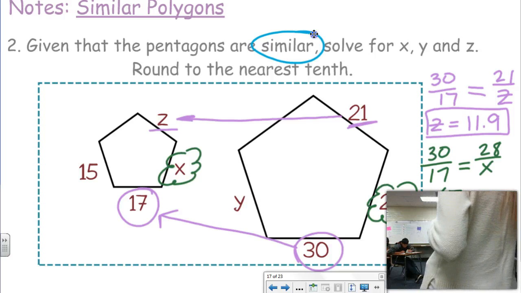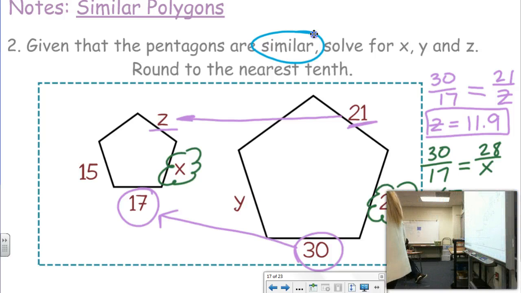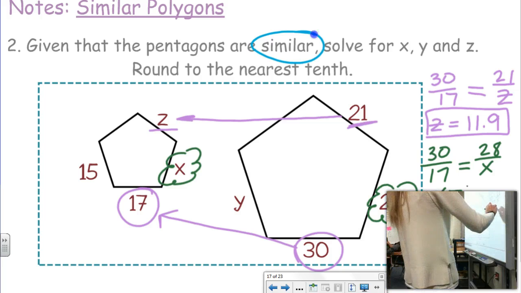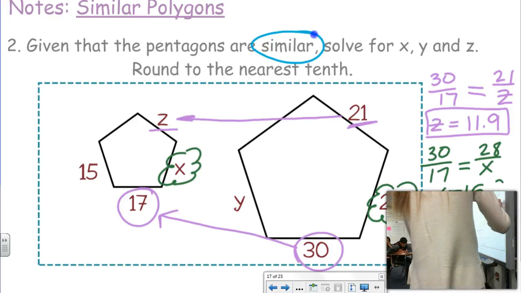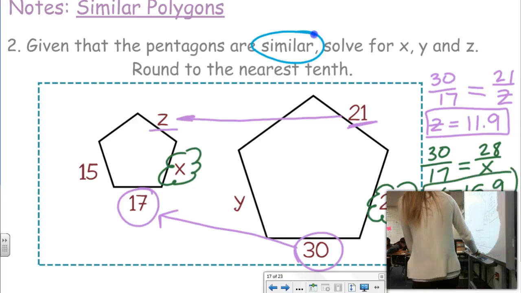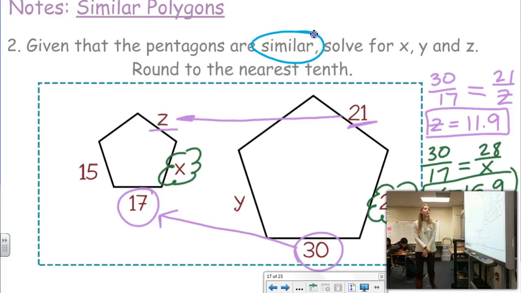17 times 28 divided by 30. Oh, give me it as a decimal. We're rounding to the nearest tenth. DJ, can you round to the nearest tenth, please? Thank you. 15.9. We found Z. We found X. Now we need to find Y.